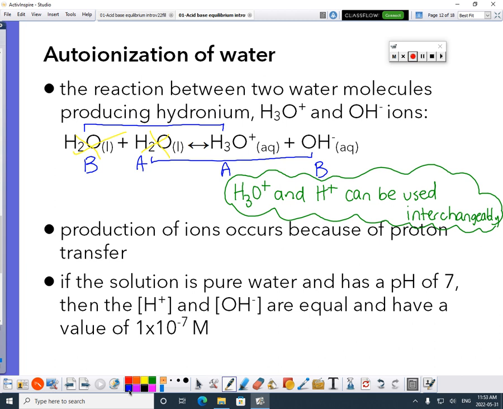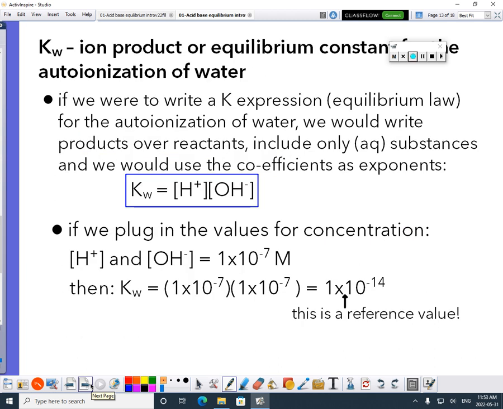Okay, so over here it says Kw, so K, which is the equilibrium constant still, but why are we using W? Because we're talking about water.